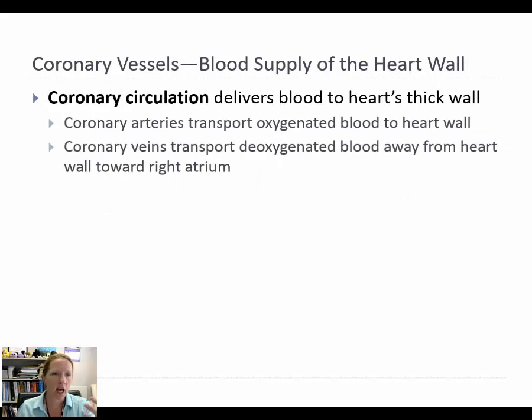Just taking a look first at the different components of the coronary circulation, you have coronary arteries and coronary veins. Coronary arteries are the ones that transport oxygenated blood to the heart wall. Once it's delivered the oxygen, and also nutrients, whatever else it needs, the deoxygenated blood is going to drain into the coronary veins, and that is going to bring it right back to the right atrium.